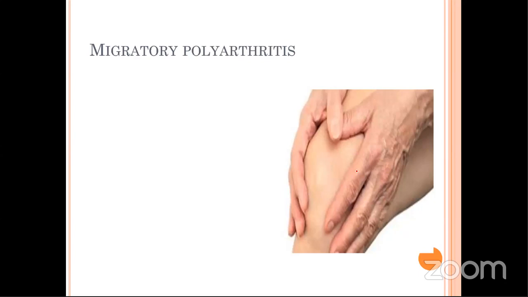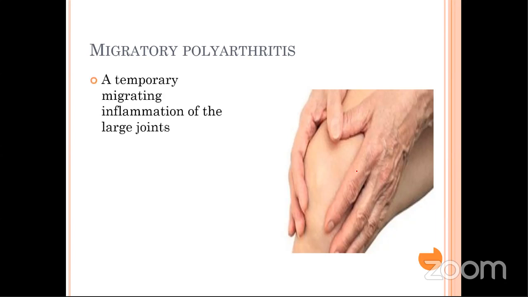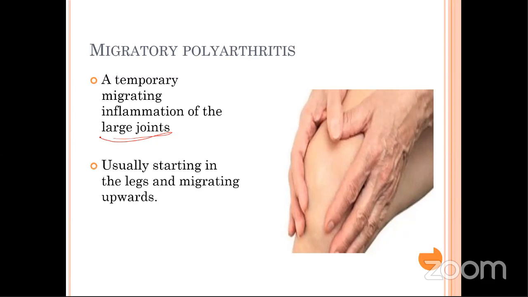Now this was all about the major criteria of Jones. Up to this was about carditis. Okay. Now coming to migratory polyarthritis. So what is migratory polyarthritis? It is a temporary migrating inflammation of the large joints. Now remember, it is about large joints only. It usually starts in the legs and migrates upwards.